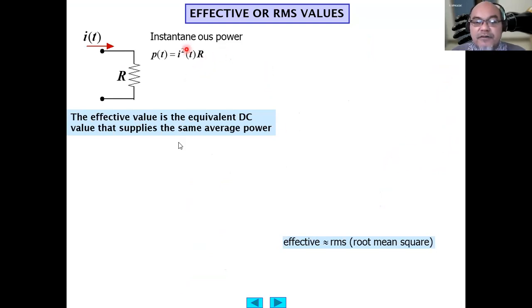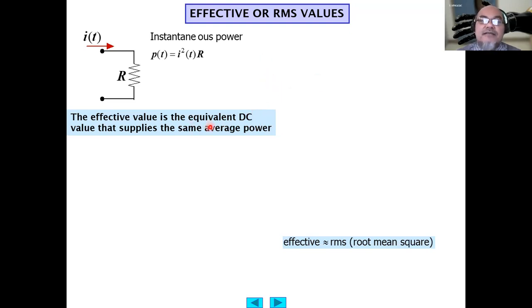If not, then we move on to another concept of effective or RMS values. Yeah, I think which Nikki had asked earlier. So basically, effective values or RMS value, root mean square. Why is it called root mean square? Because it is the formula how we obtain the effective value, as we will explain later.